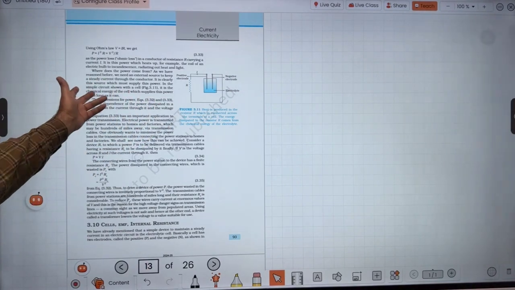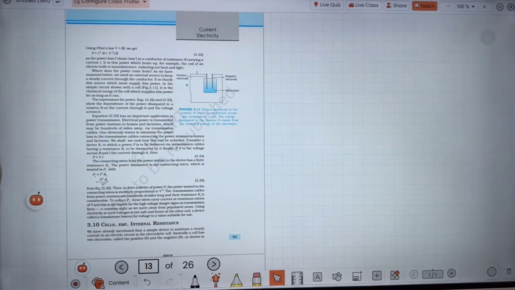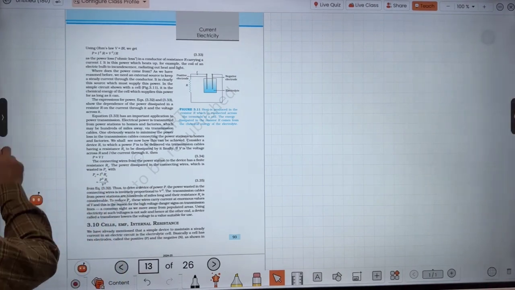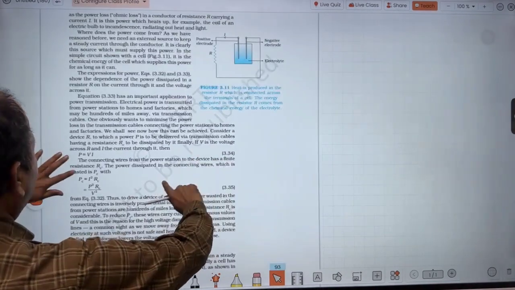Here the heating effect of current is shown. So heat produced can be found, what is power, etc. So that is simple. But after doing all these things, you will get one important aspect, and that is this.